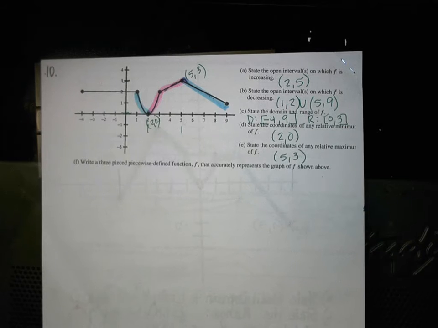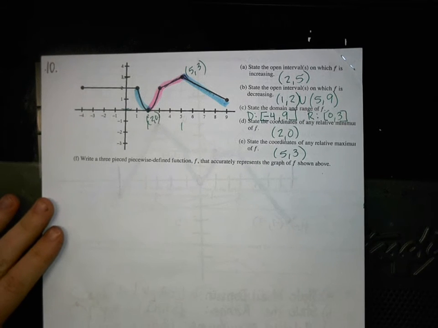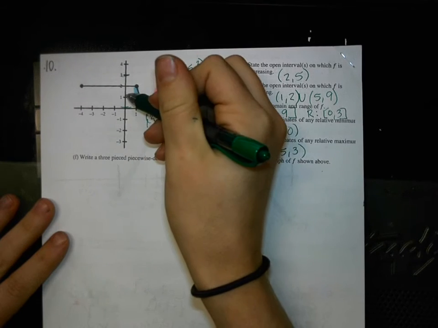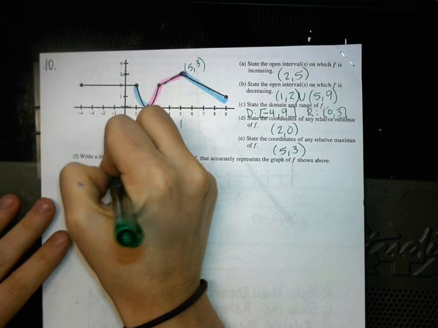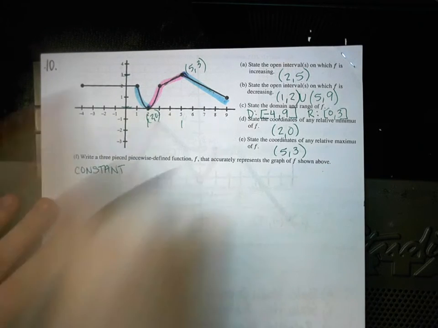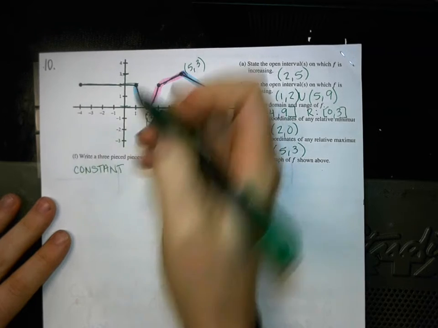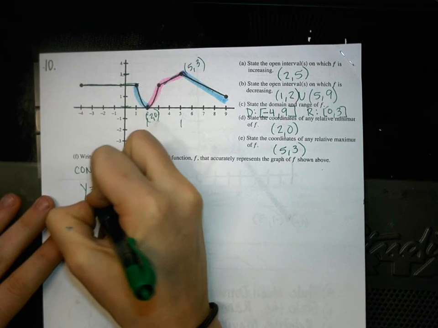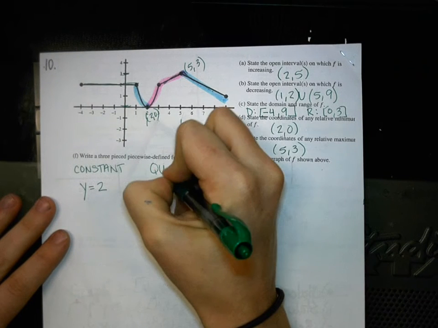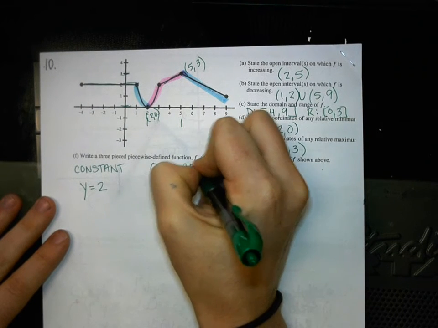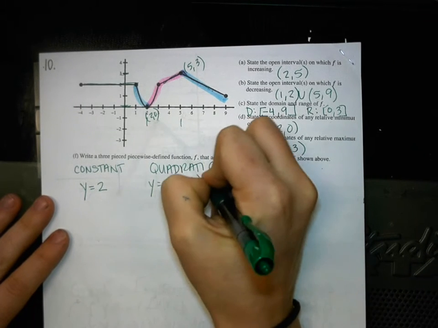Write a 3-piece piecewise function f that accurately represents the graph of f shown above. So, this will be extra credit on your test. Starting with our constant, our y value on every single point here is equal to 2, so this is y equals 2. My quadratic function, I'm going to write y equals a times x minus h squared plus k. This is vertex form.